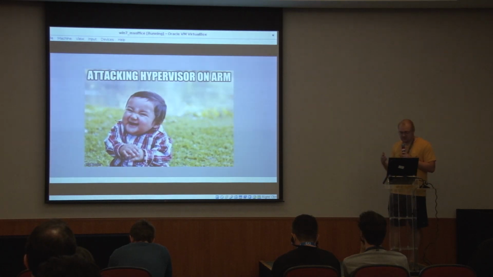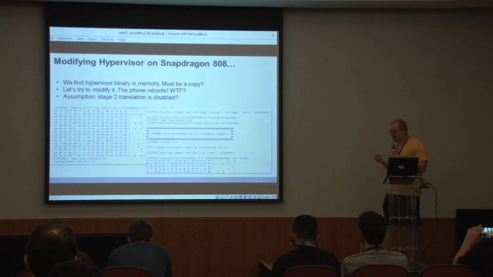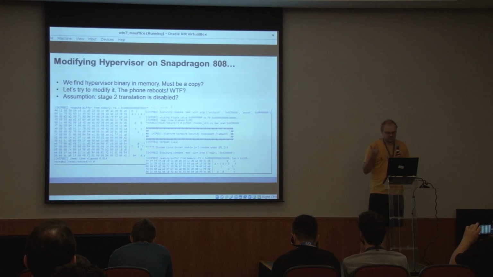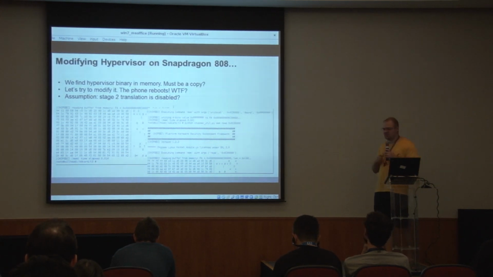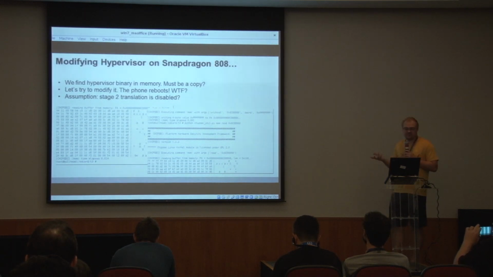And then we start thinking about this more. One of the things we asked ourselves was why we even find the hypervisor in the memory, because we're running our tool from the kernel, and the kernel is not supposed to have access to the hypervisor. We thought, okay, maybe this is some old, legacy copy of the hypervisor, which was not the real one. Then we wrote to the hypervisor, and the system rebooted, so that was really the hypervisor.